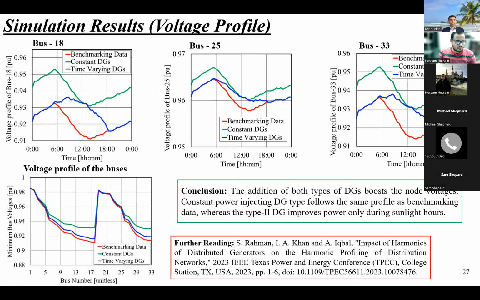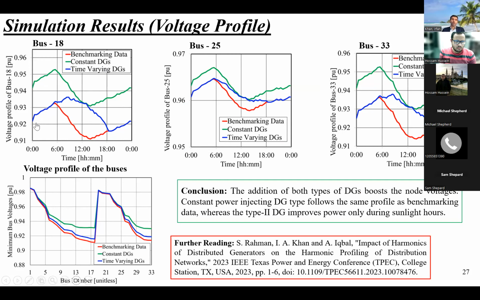All right, so let's see the impact of DG on the voltage profile. In the figure, this is bus number 18. If our DG is connected at bus number 18, how will it impact? This red one is benchmark data without any DG. And then the light blue one is constant DG. This DG is constant, then the impact, this is green. The time-varying DG will also correspond to the actual profile of our DG.